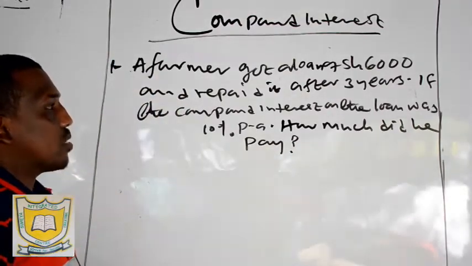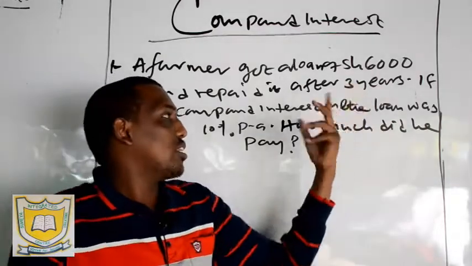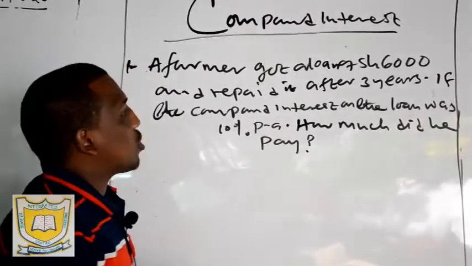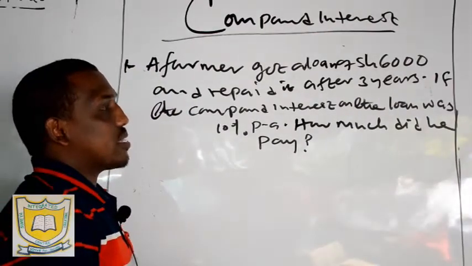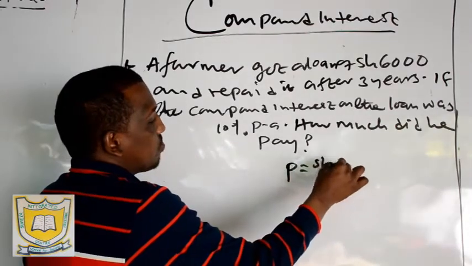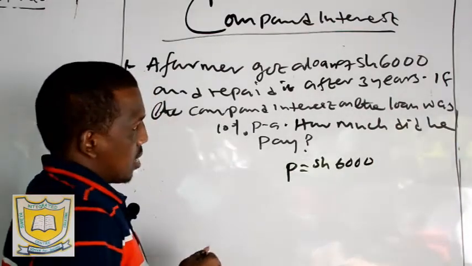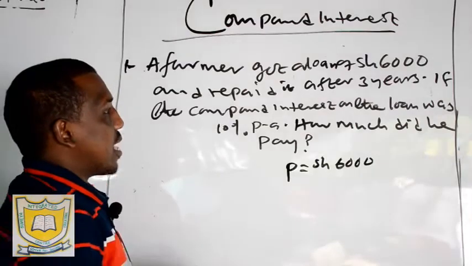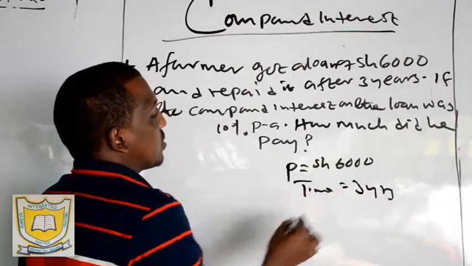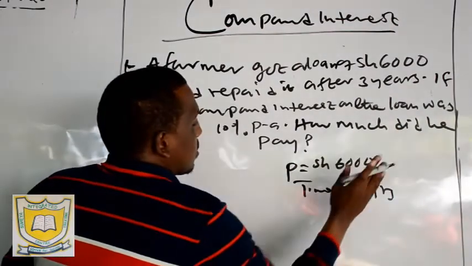Let us see now. Now we are given 3 years. We have been doing for 2 years. Let us go now to 3 years. A farmer got a loan of shilling 6,000. That is now the principal. So our principal here is shilling 6,000. Then you are told he repaid after 3 years. Time, 3 years.